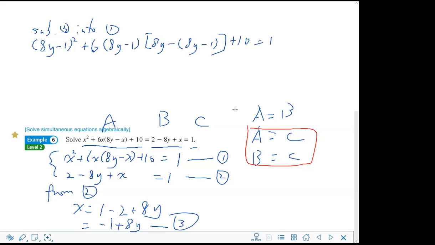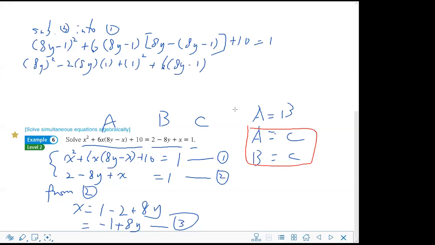So this will be a very complicated equation, but don't worry, it will be much more simplified, okay? And so you see 8y minus 1 bracket square, and then you use the identity a minus b bracket square becomes a square minus 2ab plus b squared to expand this. So this becomes 8y bracket square minus 2 times 8y times 1 plus 1 square, and then plus 6 times 8y minus 1.